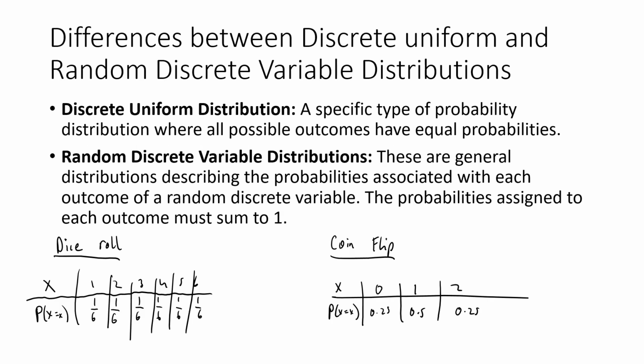How does that differ from a random discrete variable distribution? Well, in those distributions, each outcome is not as equally likely. So, for example, a coin flip would be a random discrete variable distribution, because if you got 0 heads, that'd be a 25% chance of happening if you flipped a coin twice. If you got 1 head, that would be a 50% chance of happening. And if you got 2 heads, it'd be 25% chance of happening. So they're not equal. Whereas in a dice roll, they are all equal.